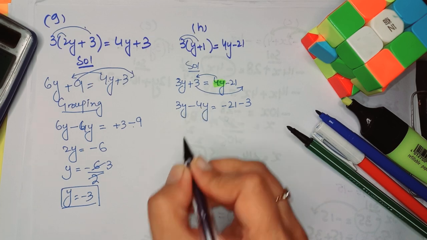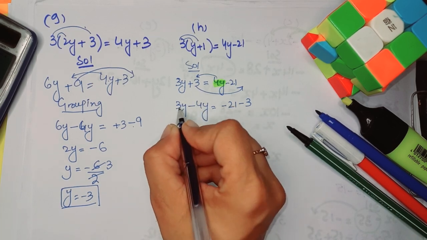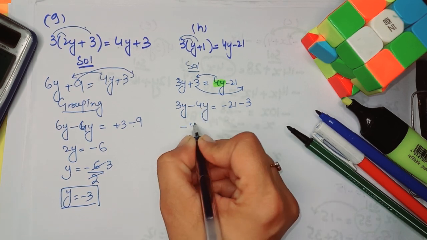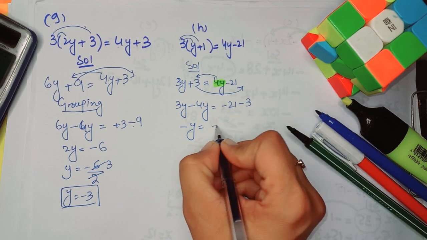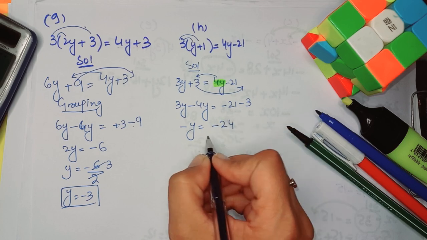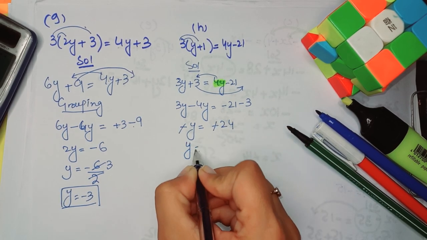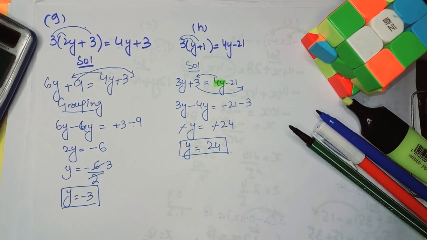Now minus plus minus, when you subtract, 3 from 3 minus 4, it will give you minus 1y, or I can write just minus y. Minus minus plus, so it will give you minus 24, as the sign is of the bigger term. So now this minus minus will become positive. So we get the value of y as 24.